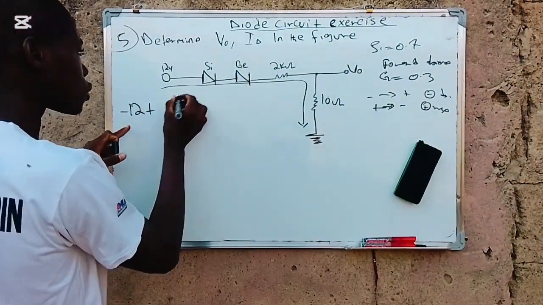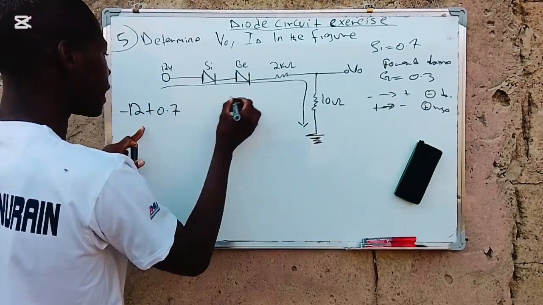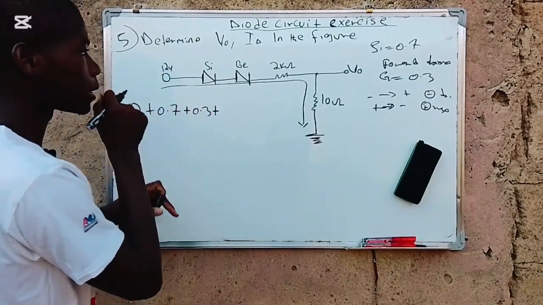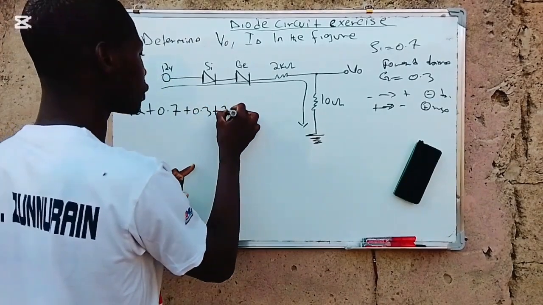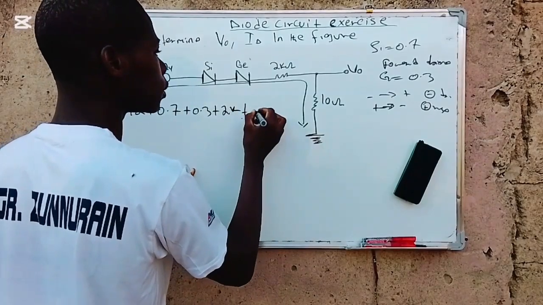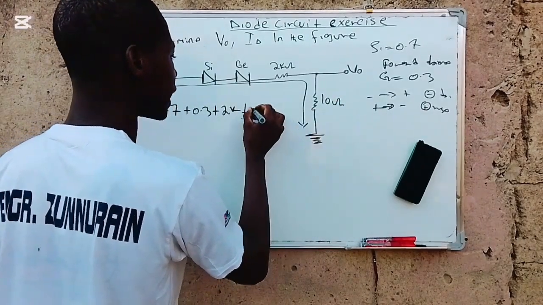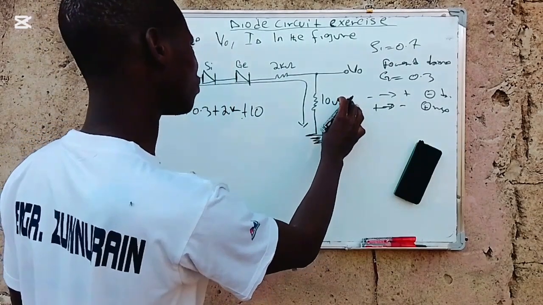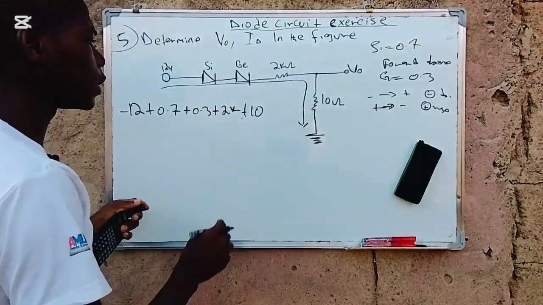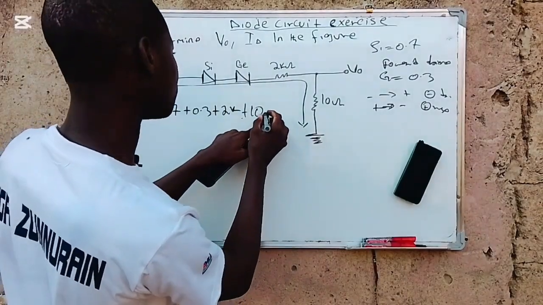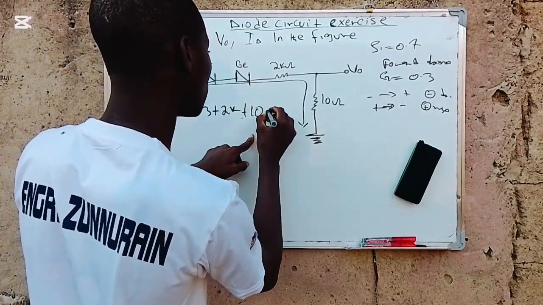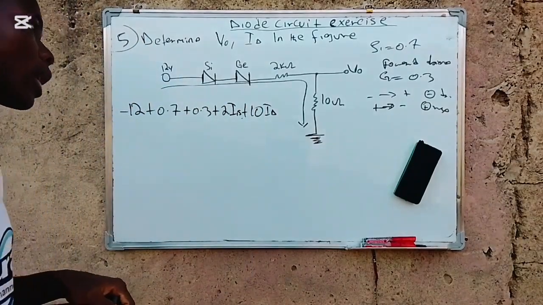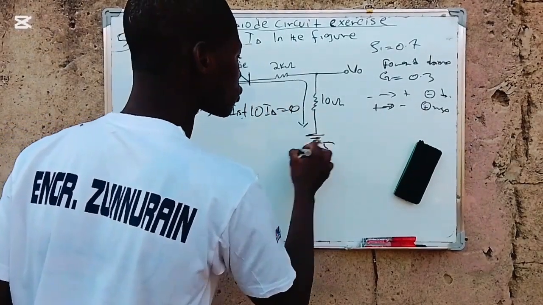So this should now be plus 0.7, plus 0.3, plus this 2 kilo ohm, plus this 10. So I have to check. Is this 10 kilo ohm, or 10 ohm, not kilo ohm? So I have to say yes, 10 ID, because I'm looking for the current. So this should now be equal to 0.